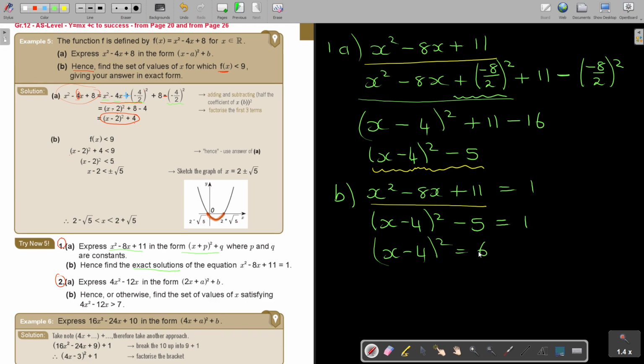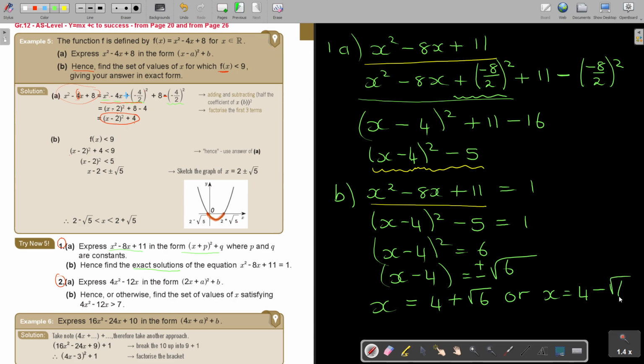And then I'm just going to say x minus 4. I get rid of the square by square rooting the 6. And don't forget your plus minus. And then don't forget to take this 4 over. So x equals 4 plus square root 6, or x equals 4 minus square root 6. And that is your answer.